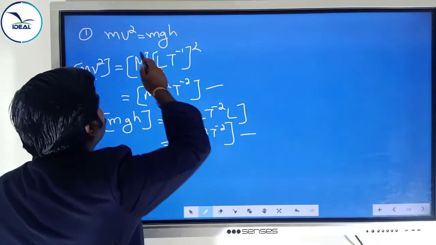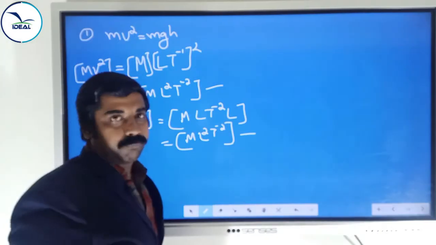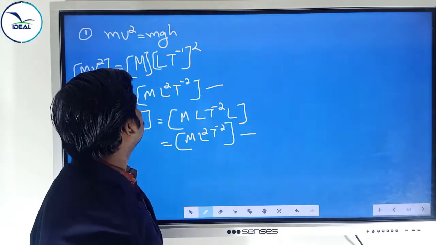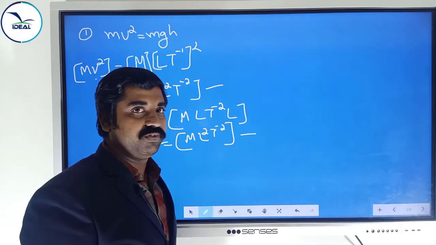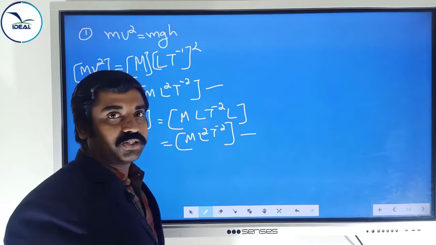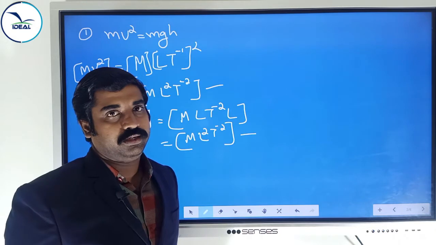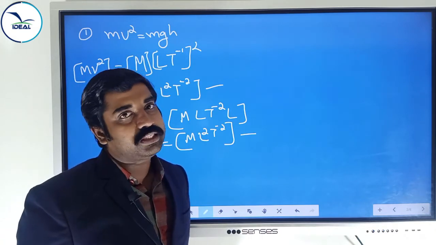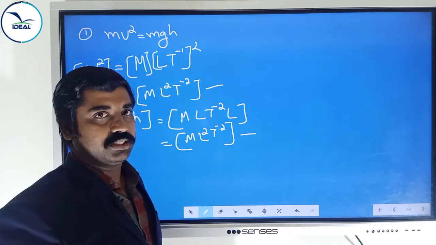But for the energy, we know that it is actually half mv square. Here there is no half, but still this equation is dimensionally correct. This is one of the demerits of dimensional analysis.